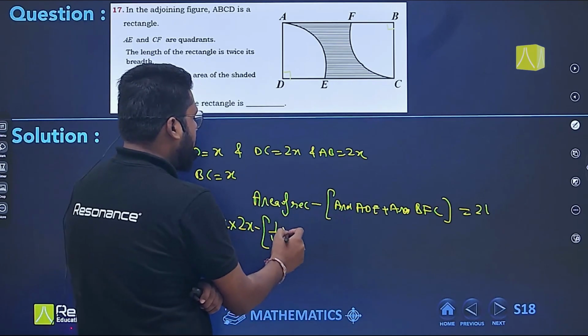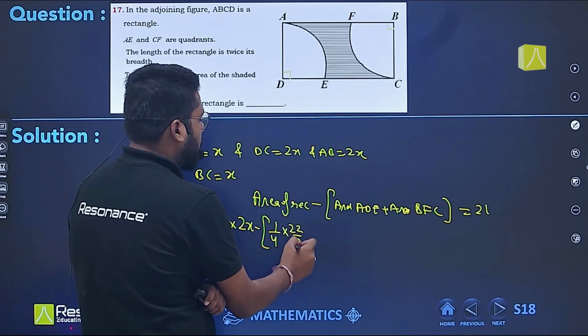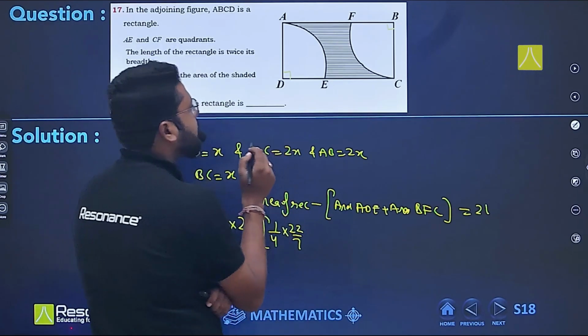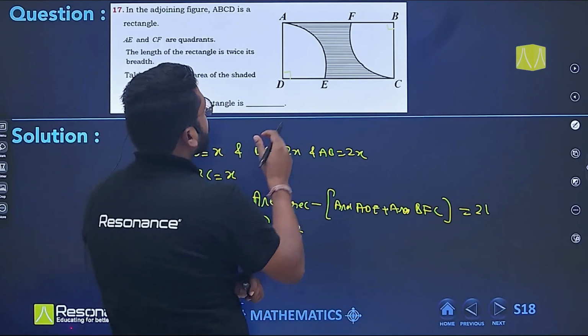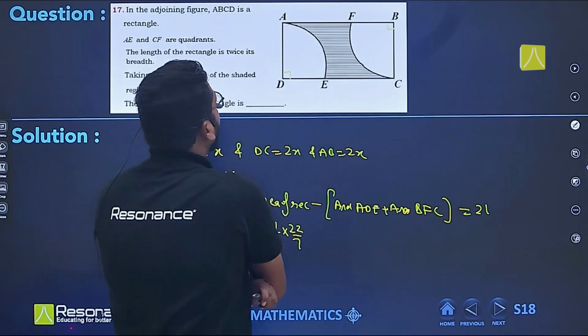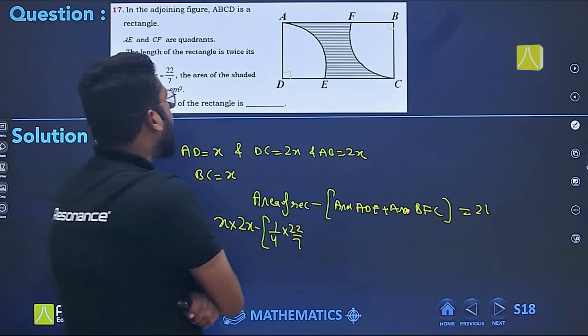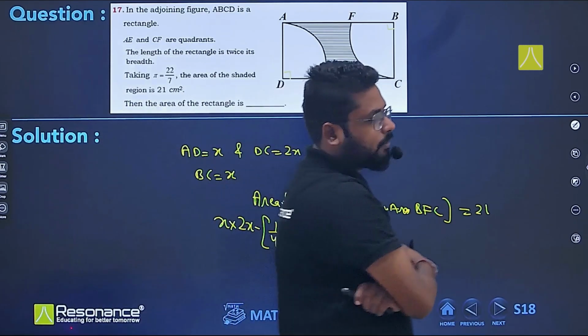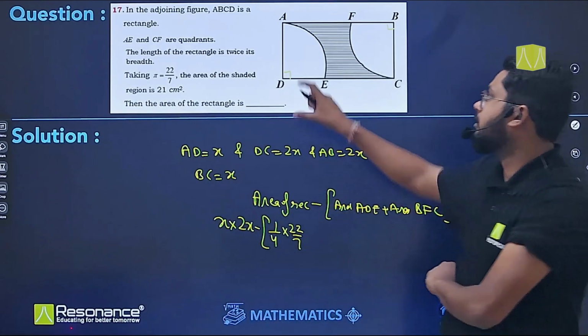So pi we have to take 22 by 7. Now the point is what should be taken as radius. AD is the diameter of this quadrant. If you try to complete the circle, AD complete.